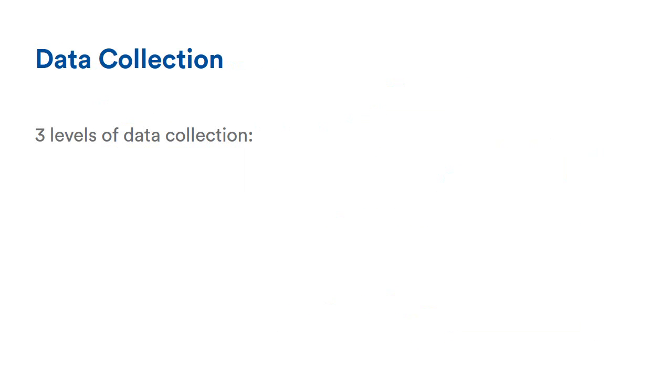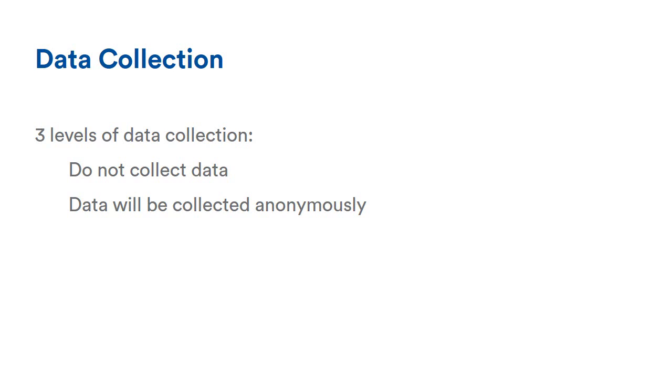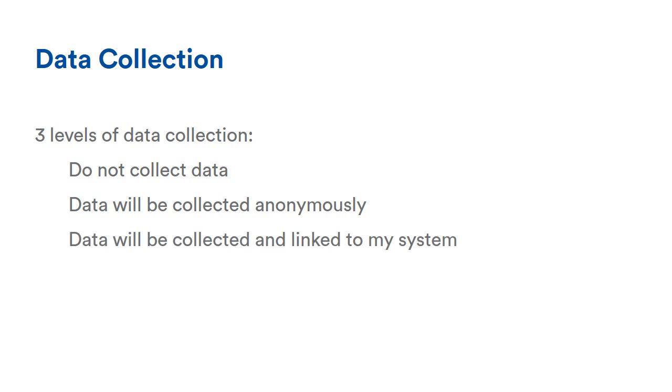Once the System Availability Monitor agent has been installed, you'll need to decide what level of information collection you would like to have your system perform. This can be set to Do Not Collect Data, effectively turning off the monitoring service. Data will be collected anonymously, which sends information without any identifying system information and helps Genetec look for any potential issues. Or data will be collected and linked to My System, which includes the information about the system it came from and will allow you to see the statistics and health information for your system on the System Availability Monitor.